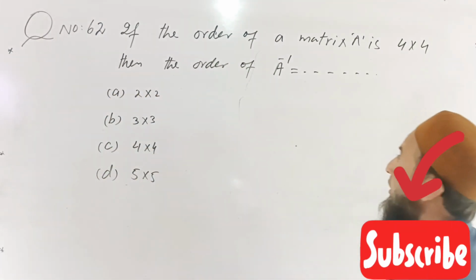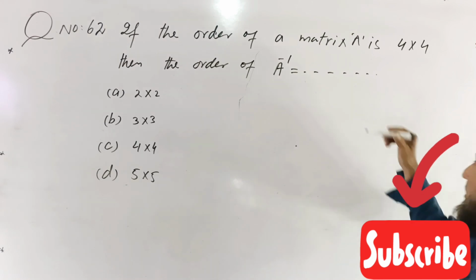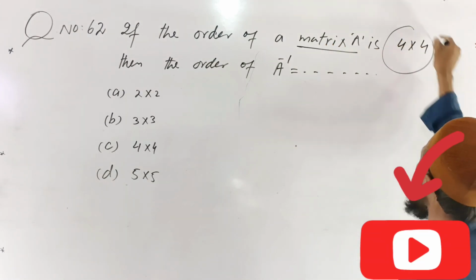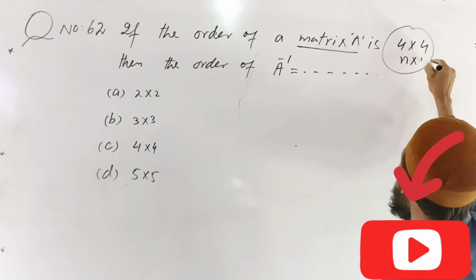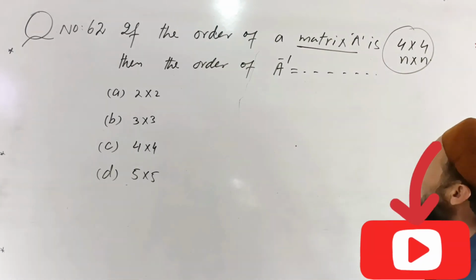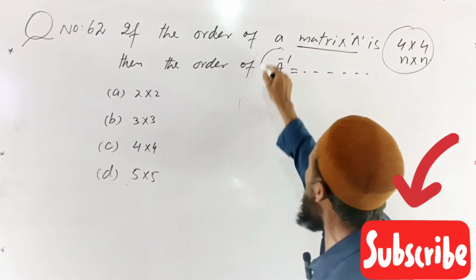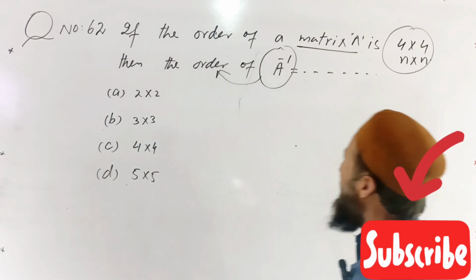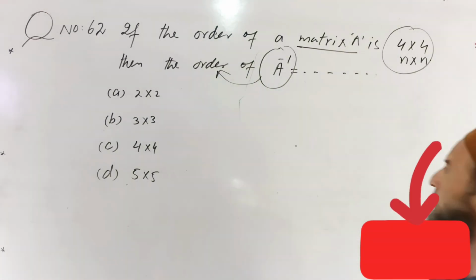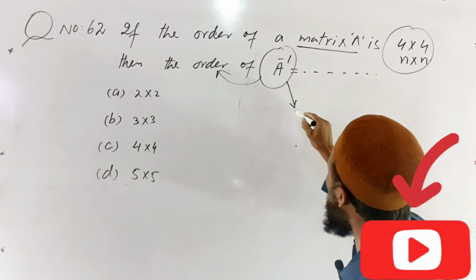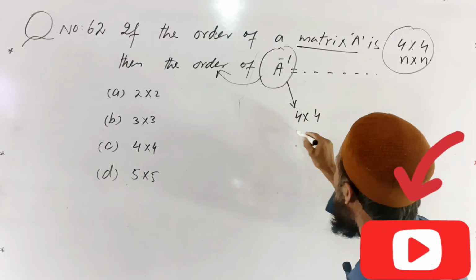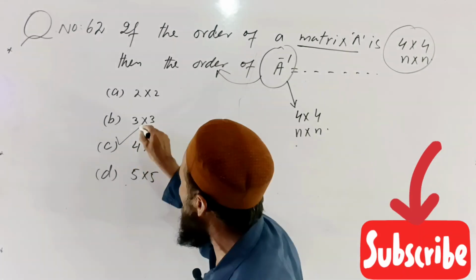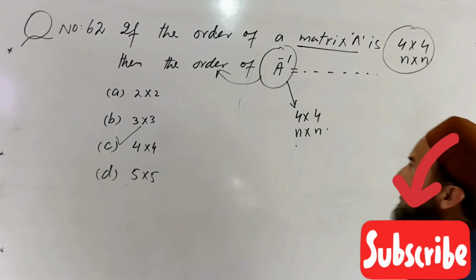So here, according to the definition, if any matrix has order 4 cross 4, it means that it is n cross n. So the inverse of the order has no change. We get the answer: A inverse is also the same order, 4 cross 4, n cross n. So the correct answer will be C.